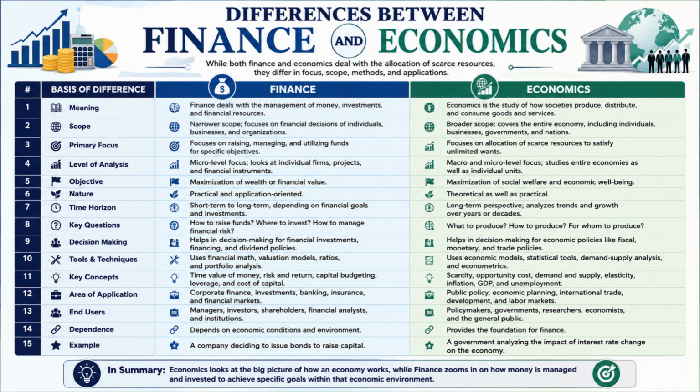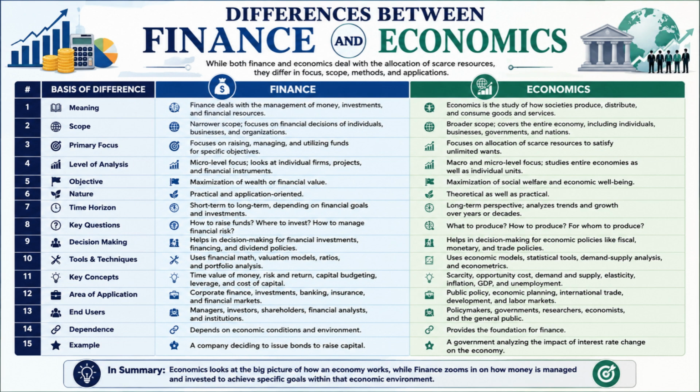Number 8. Finance asks questions such as how to raise funds, where to invest, and how to manage risk, whereas economics asks what to produce, how to produce, and for whom to produce. Number 9. Finance supports decisions related to investments, financing, and dividend policies, whereas economics supports decisions related to fiscal, monetary, and trade policies.